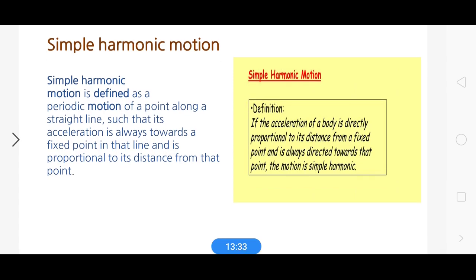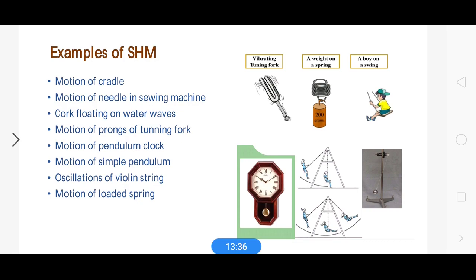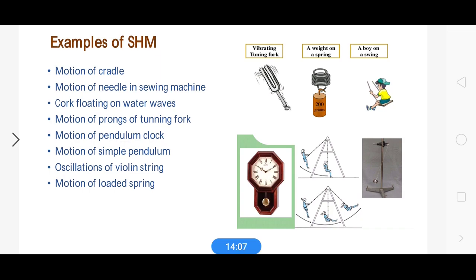So, for simple harmonic motion, the examples are the motion of the cradle, the motion of the needle in a sewing machine, the cork floating on water waves, motion of the prongs of the tuning fork, motion of pendulum clock, the motion of simple pendulum, oscillations of violin string, and the motion of the loaded spring. So these are the examples for SHM.